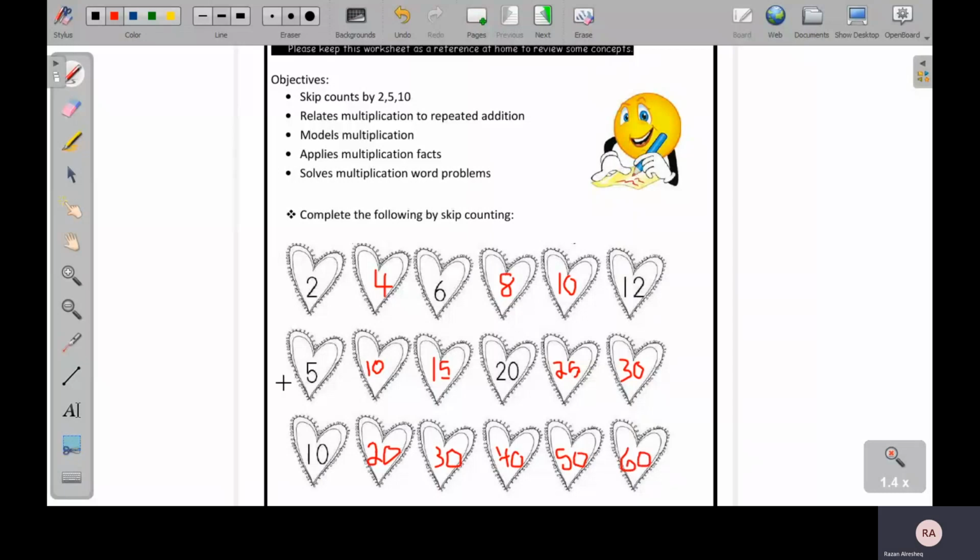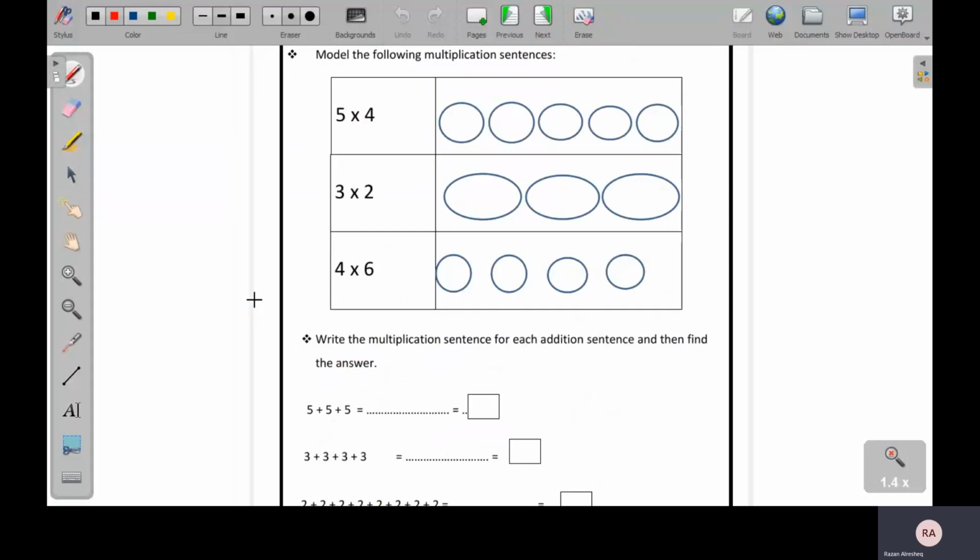All right, so we just completed the first objective, which is skip counting. It's really easy to skip count. You just have to pay attention to the pattern of each number to know how much you're going to be skip counting by. Now, our next page here tells us on the top to model the following multiplication sentences.